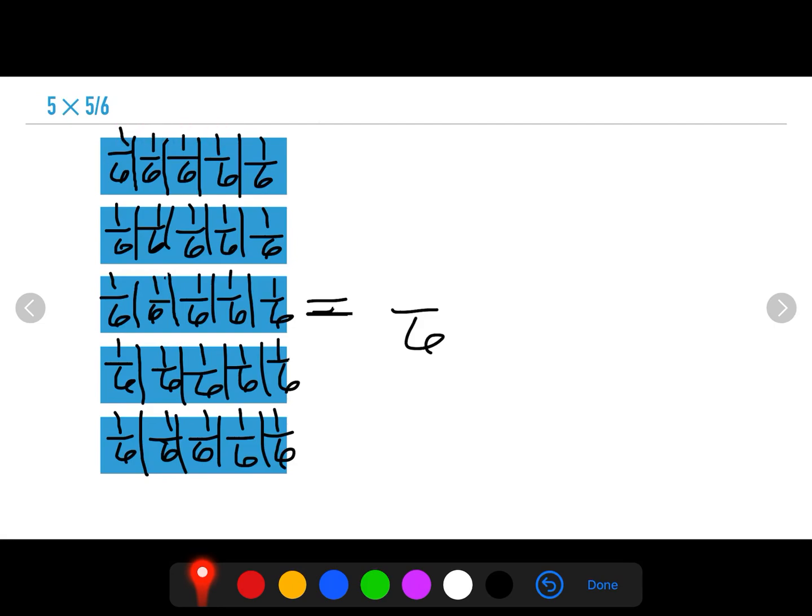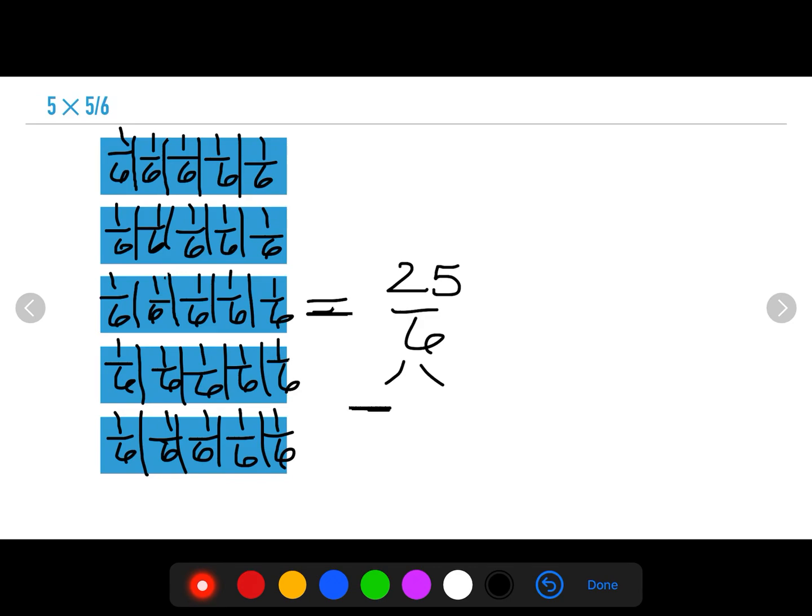1 plus 1 plus 1 plus 1 plus 1 is 5. Plus 1 plus 1 plus 1 plus 1 plus 1 is 10. Plus 1 plus 1 plus 1 plus 1 plus 1, 15. Plus 5 more ones, 20. Plus 5 more ones, 25. So I have 25 sixths, and we already know I'm not done.